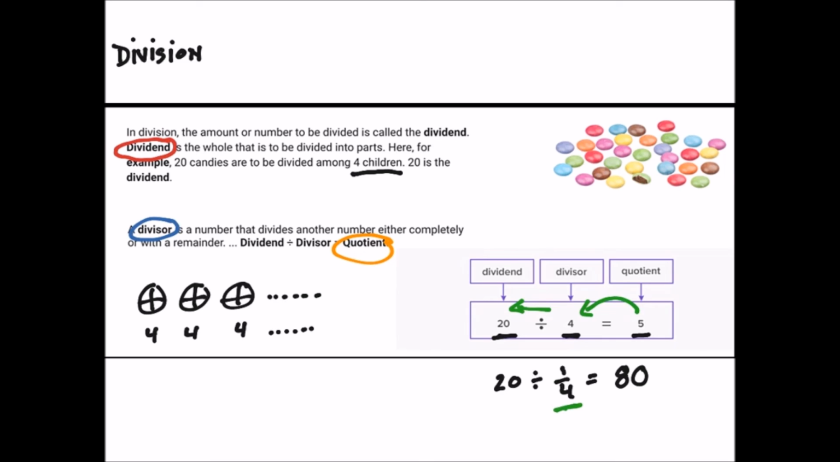So in this case, our divisor down here that we just had is 1/4. What our dividend is, which is what we started off with, is 20. And then last but not least, what our answer is, which is 80. All right, let's get going with our lesson.